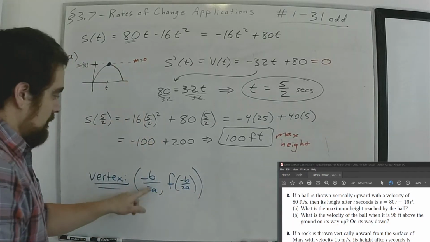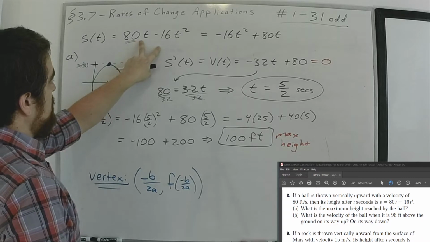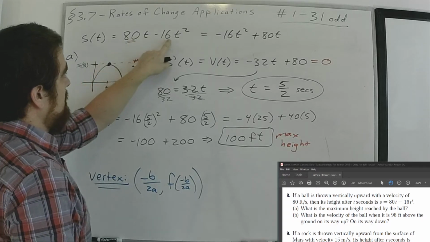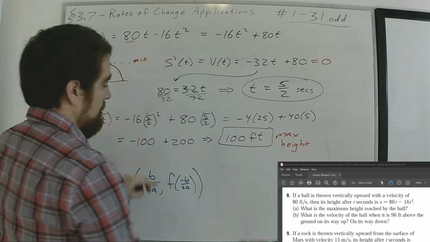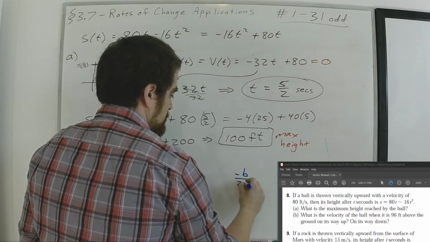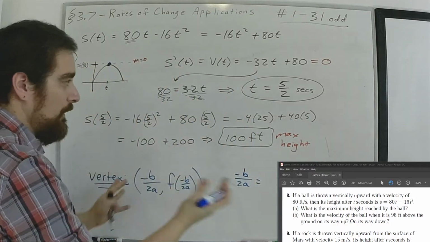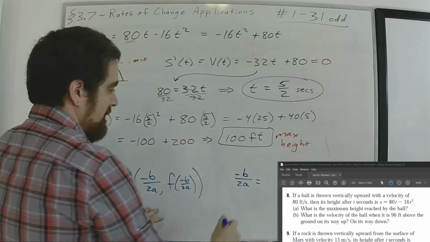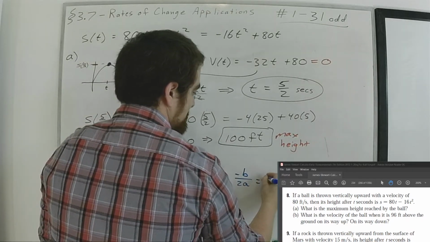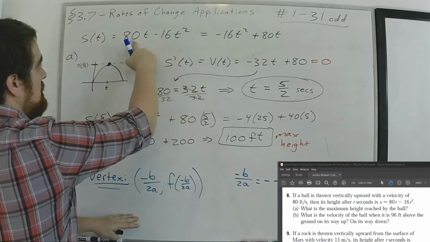And we could plug in those coefficients, but be careful, the way they gave it to you is 80 is b, negative 16 is a. So negative b over 2a. Obviously, you don't have to do it both ways. I'm just going to show you the different way of getting that 5 halves. So I want negative b, like I said, is 80.